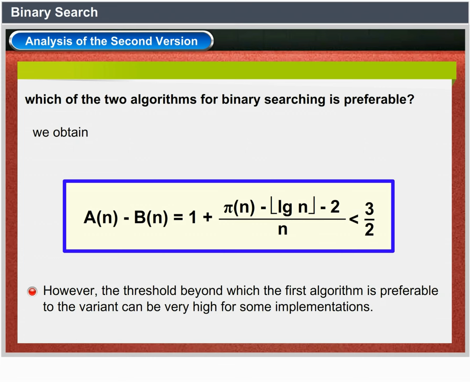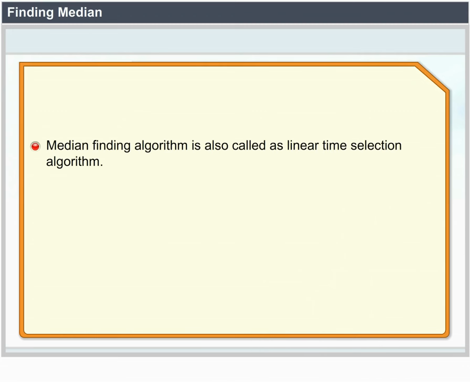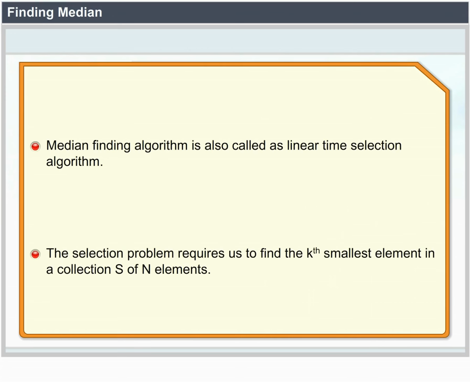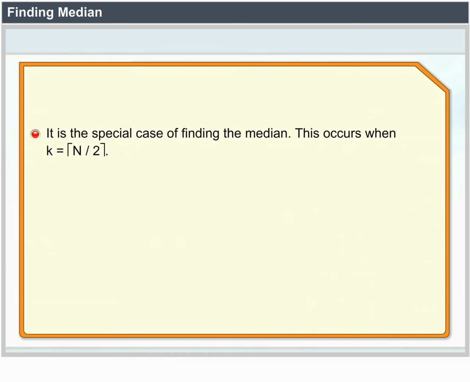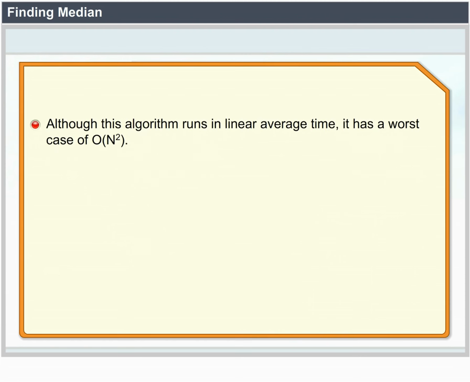Finding median. The median finding algorithm is also called the linear time selection algorithm. The selection problem requires us to find the kth smallest element in a collection S of n elements. It is the special case of finding the median. This occurs when k equals ceiling of n by 2. Although this algorithm runs in linear average time, it has a worst case of big O of n square.